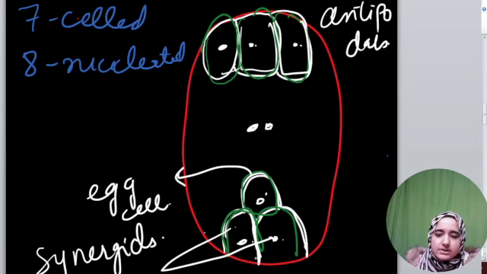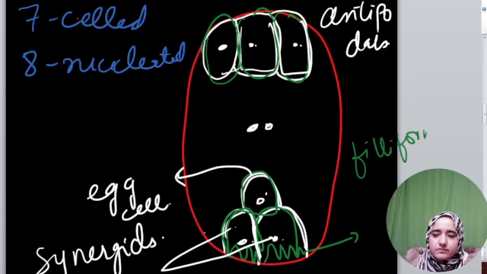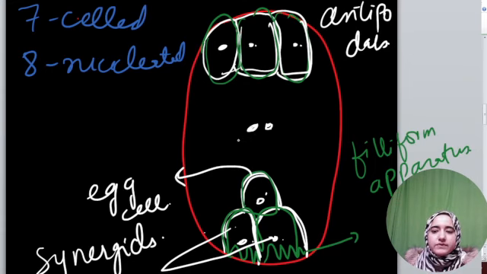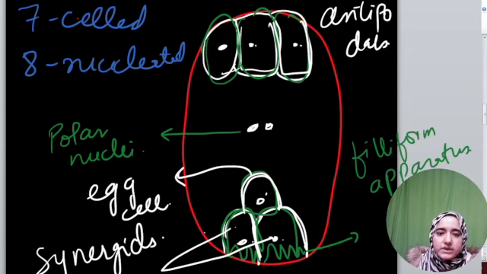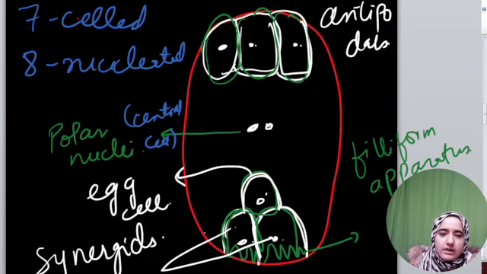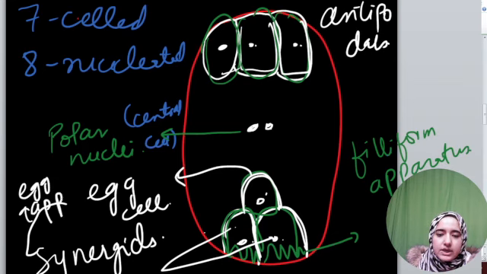And here at the synergids we have finger-like structures, and these finger-like structures are known as filiform apparatus. Okay, these two nucleuses present in the center of the cell are known as polar nuclei. And in which cell? Central cell. This egg cell and synergids together form the egg apparatus.